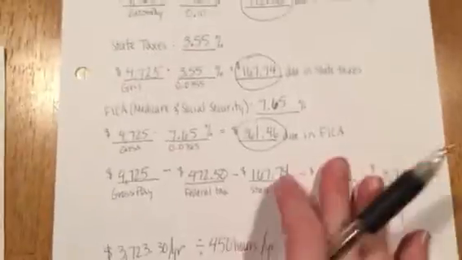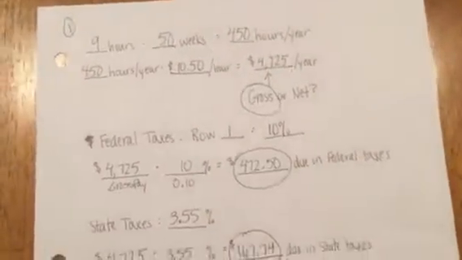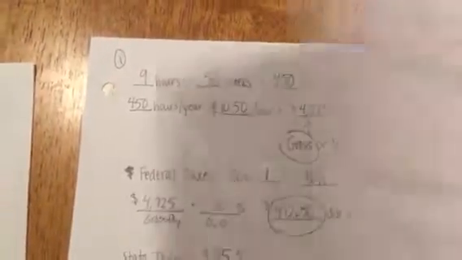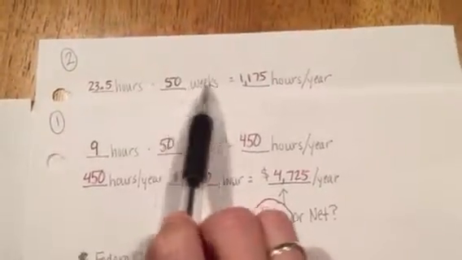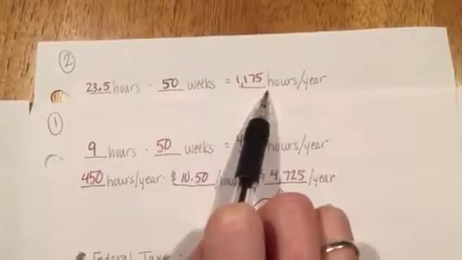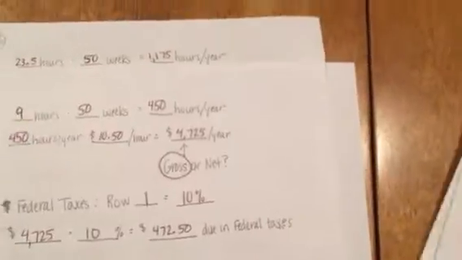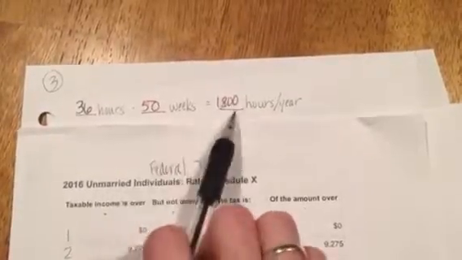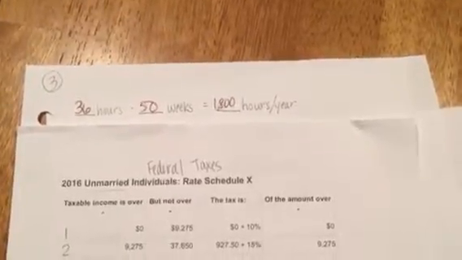Okay, so what you're going to do next is go through this same process. Watch this video as many times as you need to. You're going to go through the same process for someone who is working 23.5 hours for 50 weeks, which makes 1,175 hours a year. And then you're going to do it again for someone who is working 36 hours a week for 50 weeks at 1,800 hours per year. And then come back and watch the last video to get the answers.